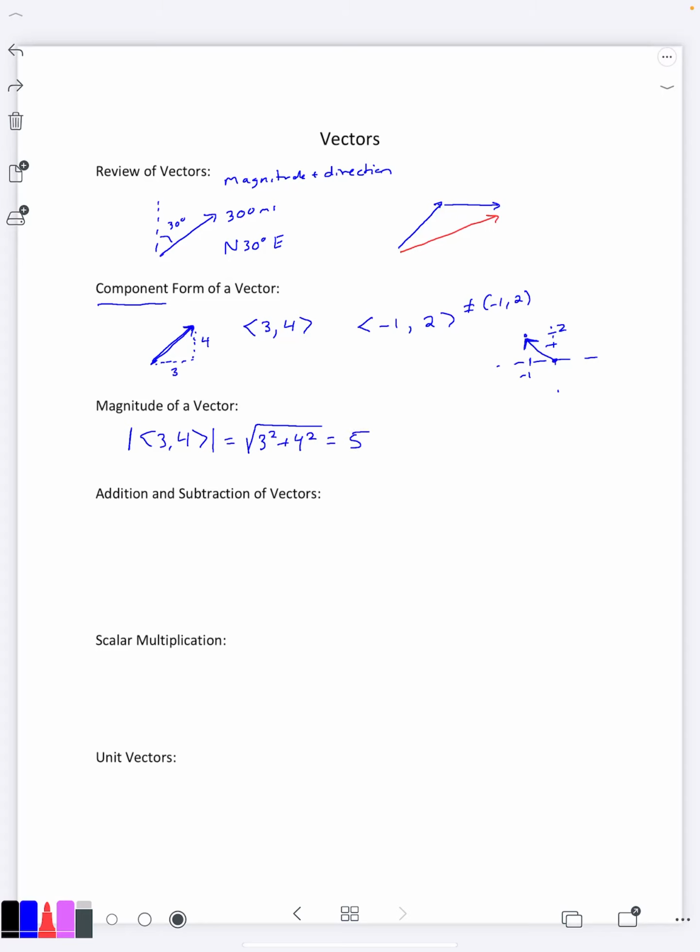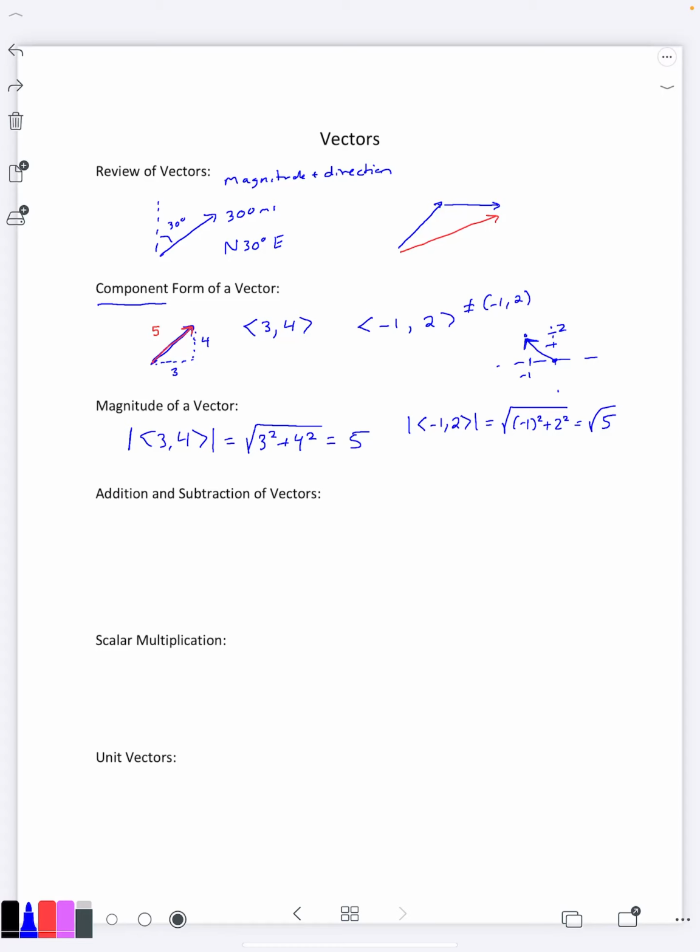So if you ask yourself, how long is this arrow here? It would be 5 units long. If I want the magnitude of -1, 2, that would be the square root of (-1) squared plus 2 squared. This one would have a magnitude of square root of 5.